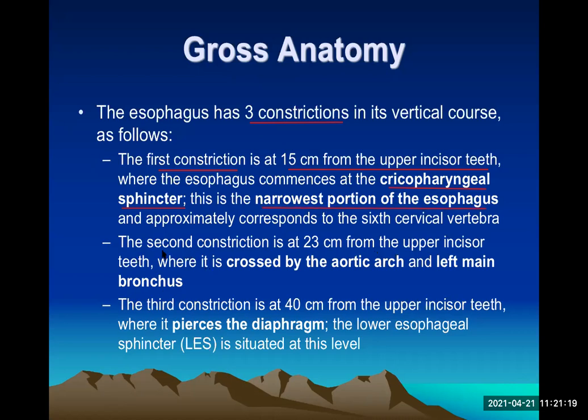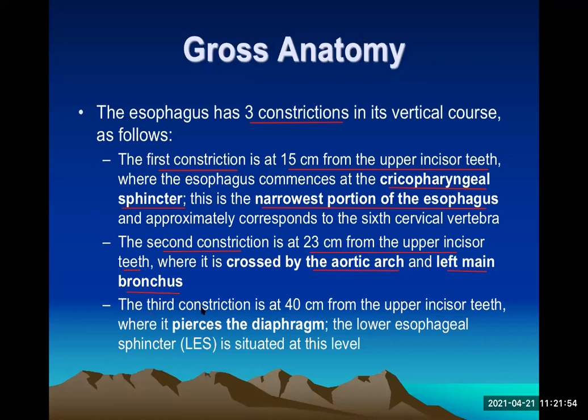Now the second constricted area is 23 centimeter from the upper incisor teeth, where it is crossed by the aortic arch and the left main bronchus. The trachea divides into two main bronchi, right and left. So the left main bronchus and aortic arch cross this esophagus, and that part is again narrow. It is roughly 23 centimeter from the upper incisor teeth.